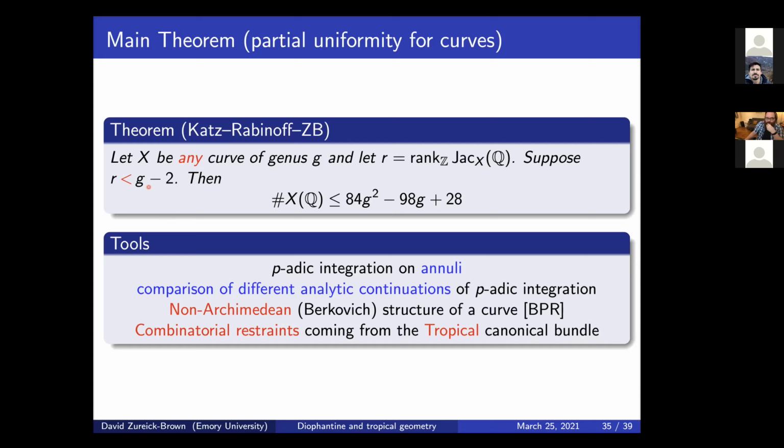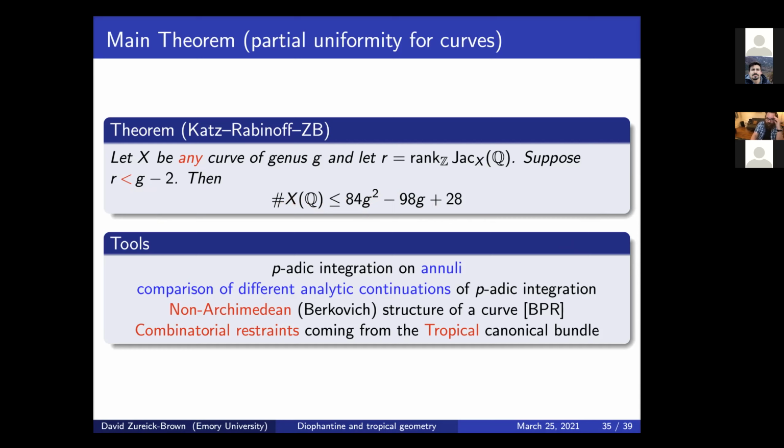In any case, with this assumption that holds 100% of the time, we prove that the number of rational points on X, so the number of rational solutions to the equations defining it, is at most this expression, which is quadratic in G. And in the last 7 minutes, I want to tell you a little bit about the proof and where the ideas come from.